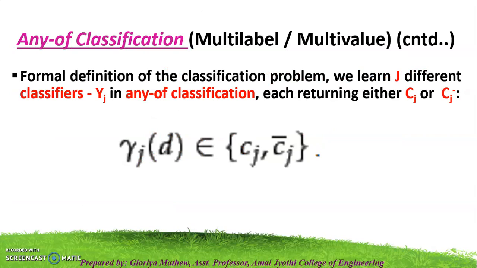In the formal definition of the classification problem, we learn J different classifiers gamma j in any-of classification, each returning either Cj or Cj complement, that is, gamma j of D belongs to the set {Cj, Cj complement}. Cj is the jth class and Cj complement is the complement of the class Cj.